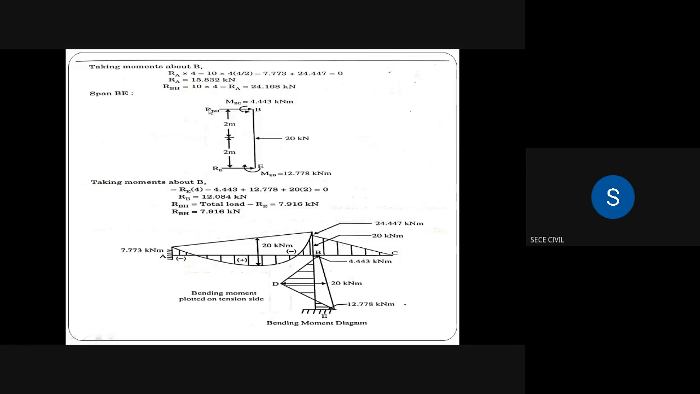We don't know the reaction forces RBH, RBE, RE and all. We know the 20 kilonewton point load is acting towards the left-hand direction. So, on assumption only, we are putting these reaction forces RBH, RBE and all in the right-hand direction, because the load is acting towards the left-hand side.